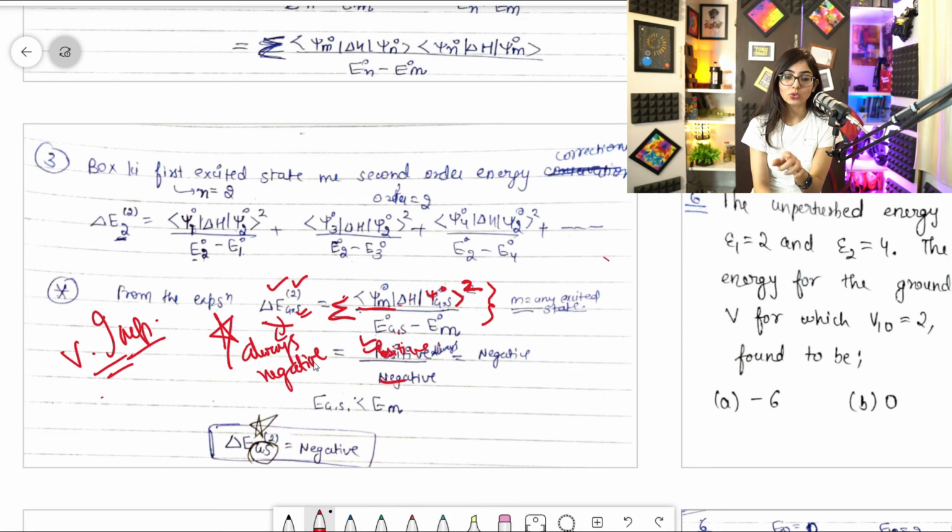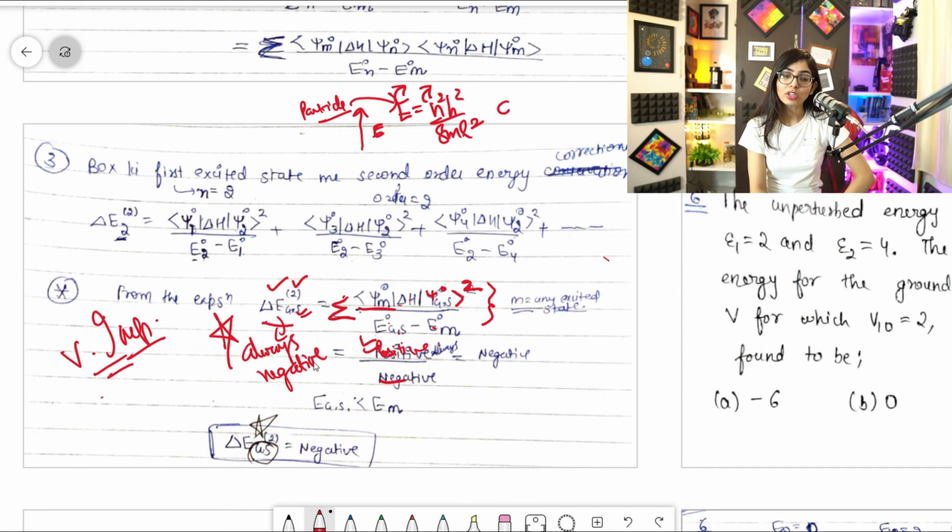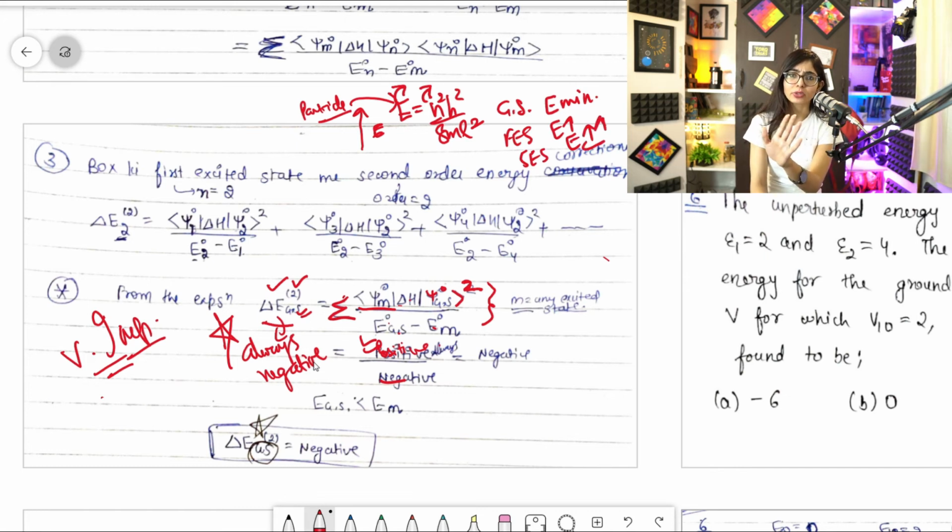But here you can see the energy always increases with quantum number. You must have seen in the particle in a 1D box and the SHO that the energy always increases. In the particle in a 1D box, energy is n squared h squared by 8 m l squared. So as n increases, E increases. For the ground state, E is minimum, for the first excited state E increases, and for the second excited state E increases further. Same with the SHO and the hydrogen atom.